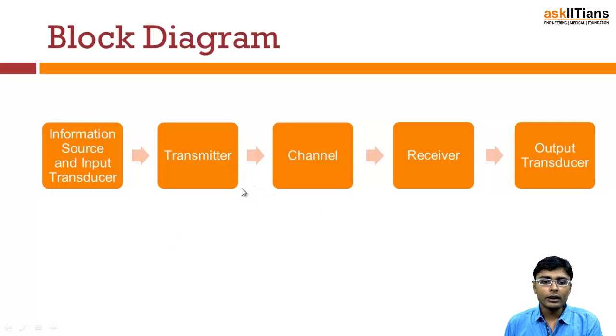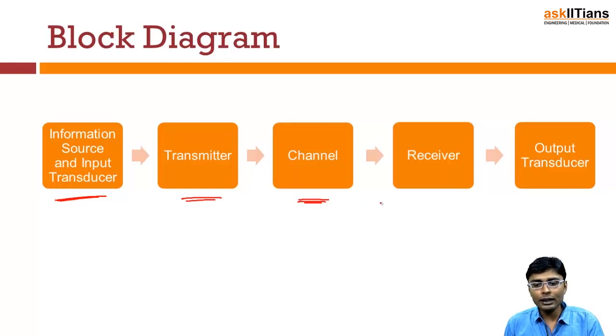Let us understand the block diagram of a communication system. The first thing is the information source and input transducer. First of all, we should have an information source with us. Then a transmitter which will transmit our information towards the receiver end. The next thing after the transmitter is the channel. Whenever we transmit information, it goes through a channel.